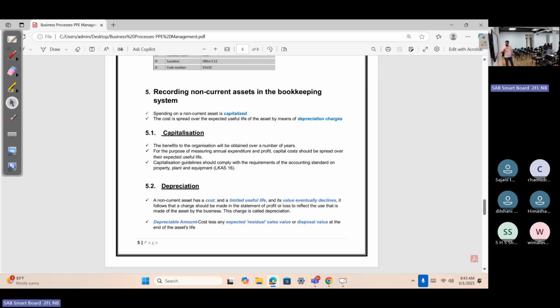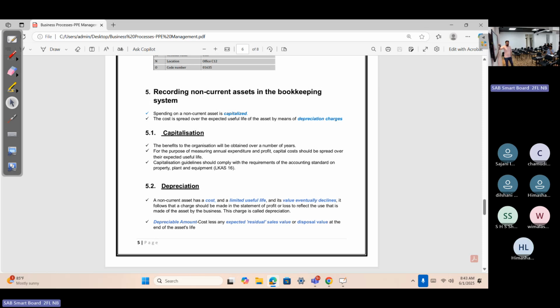Before you capitalize, these things must be satisfied. Economic benefits should flow to the company, and the asset must be used for more than 1 year. Those are the basic things. I'm not going to discuss the accounting part. If those things are satisfied, then you can capitalize the asset. When you capitalize the asset, you should recognize two things: capitalized cost and depreciation cost.